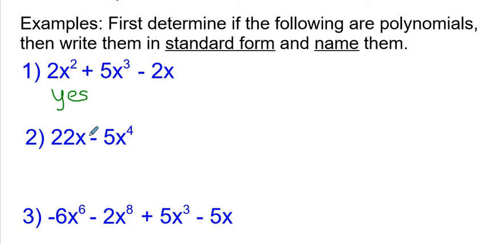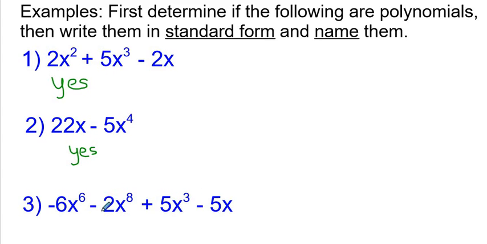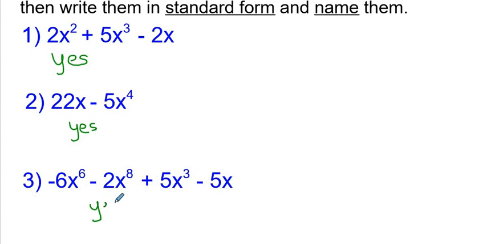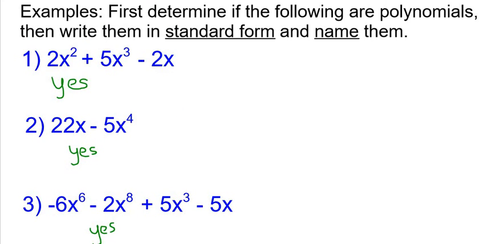This one, whole numbers, even though there's a 1 there, it's still a whole number, so this is a yes. And this one also, all of these are whole numbers, so it is a yes. So to turn something into a no, let me show you a way to do that.